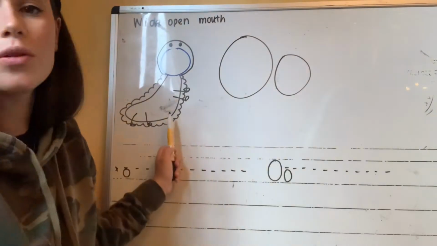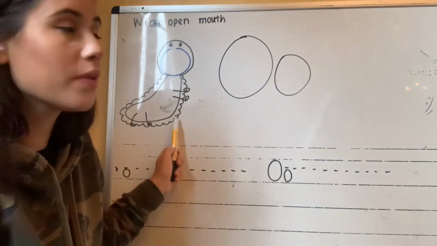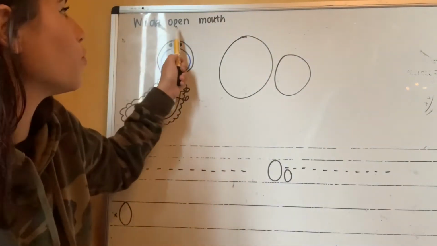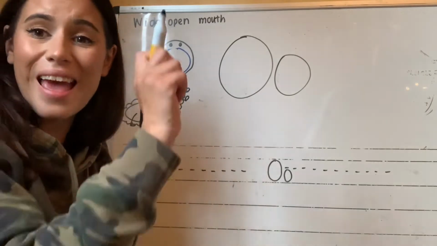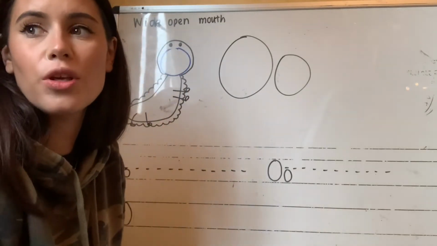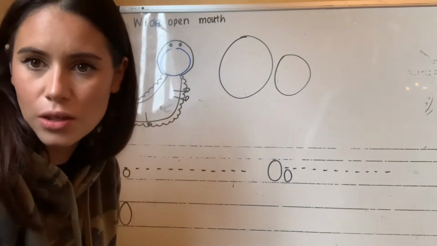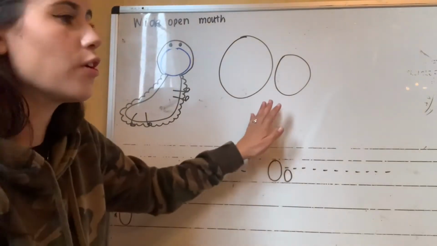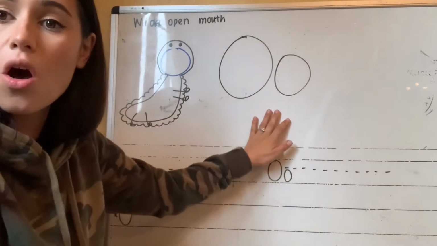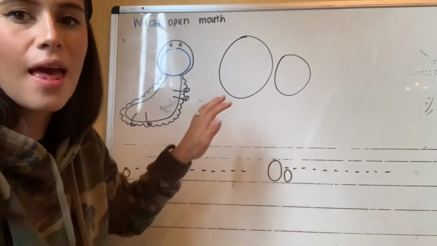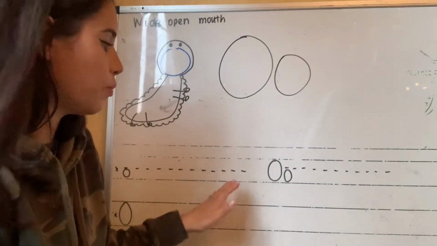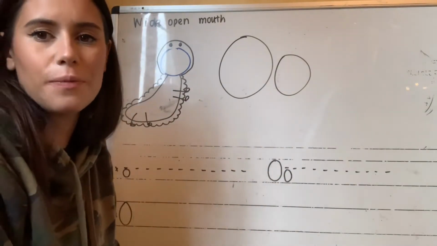And over here we also have a picture of Casey the caterpillar. And up above him it says wide open mouth. And that's the action for what you need to do when you are writing the letter O. So first we'll focus on all of the words that we know that have an O sound at the beginning. And then we'll move on to practicing how to write that sound.